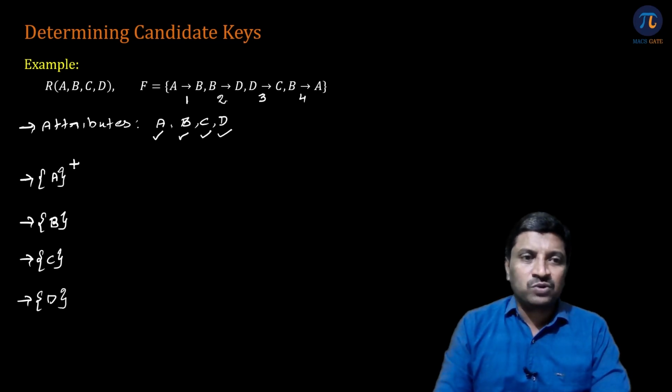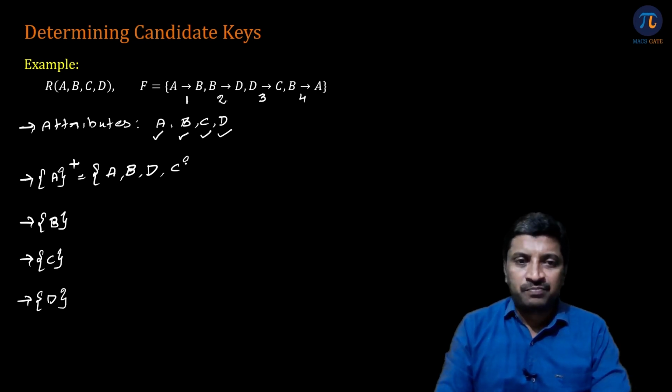Let us find the closure of A. With the A, I can get A. By using 1, I can get B also. Now I have A comma B. By using 2, we can get D. Now we have A, B, D. By using 3, we can get C. We got all the attributes. So the set with A is a candidate key.